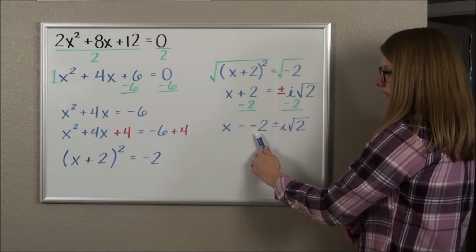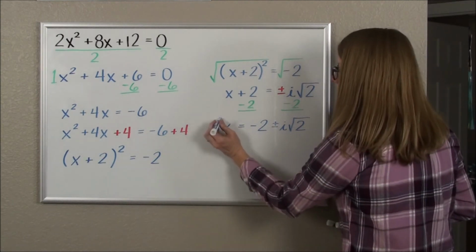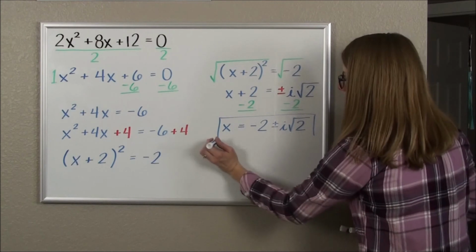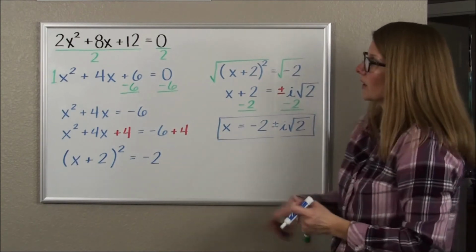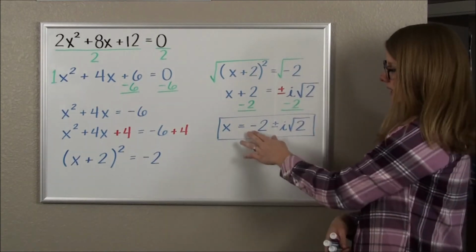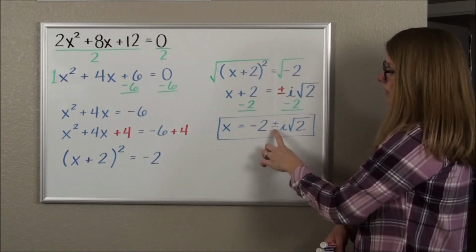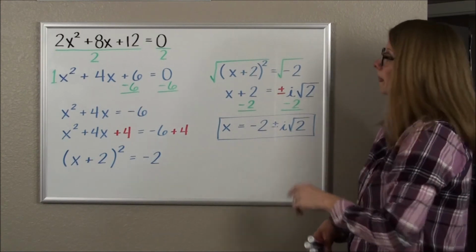And again, because this is a nice whole number and this is an imaginary irrational number, I can't combine those. I leave them separate. But again, it's two solutions for that degree 2 quadratic equation. One solution says negative 2 plus i square root of 2. The other says negative 2 minus i square root of 2.